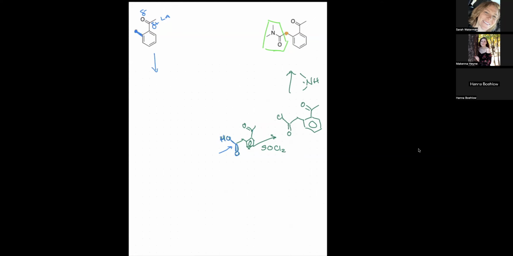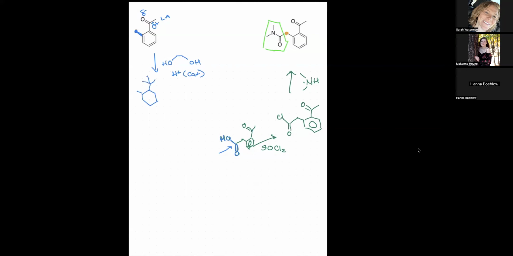Much simpler, right, than trying to come up with all these crazy things. I know it's hard, especially this synthesis stuff. It's kind of crazy, right? And so then we need, of course, our catalyst. So we just protect our ketone, right?